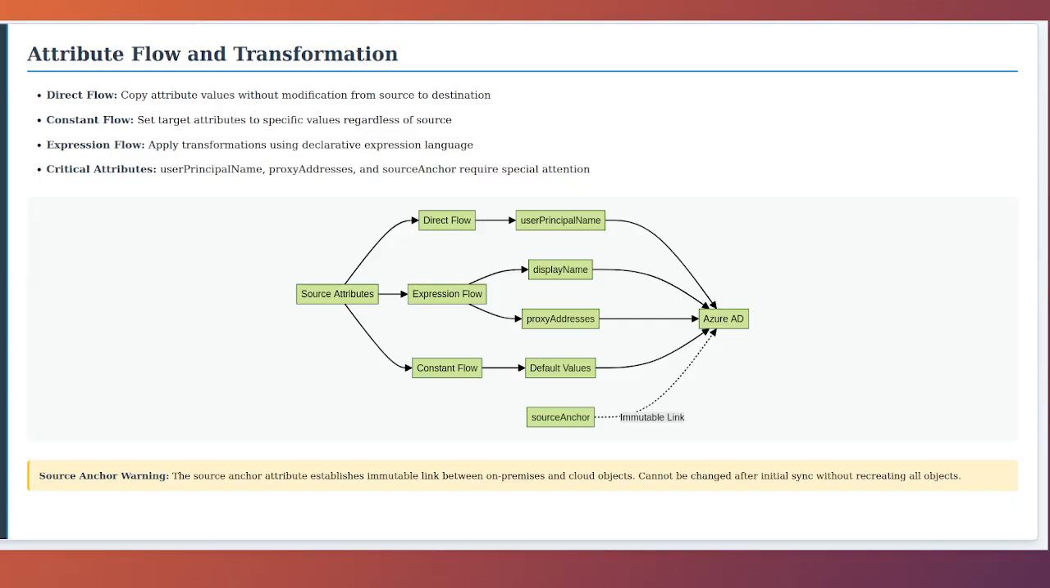The source anchor selection is made during initial Azure AD Connect installation and cannot be changed later without completely removing and recreating all synchronized objects in Azure AD. Therefore, it is critical to select the appropriate source anchor attribute during deployment planning. Organizations with multiple Active Directory forests might need to use a different attribute like ms-ds-consistency GUID to ensure uniqueness across forests.